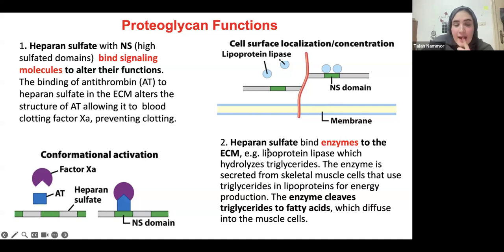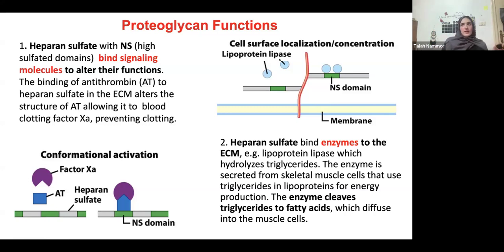Okay. Another thing they do is it binds to enzymes. Once it binds to the enzyme, so you see here lipoprotein lipase. Those lipoprotein lipase, they're just circulating around in the blood and they're unactivated. Once they bind to the heparan sulfate in the extracellular matrix, they will be activated, or they will be just kind of placed in one place, and this will help them to break down the triglycerides that they are walking with.